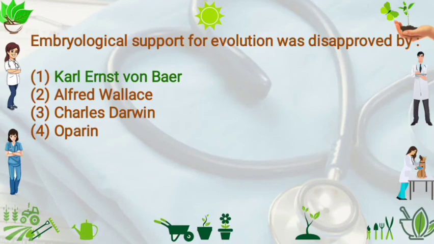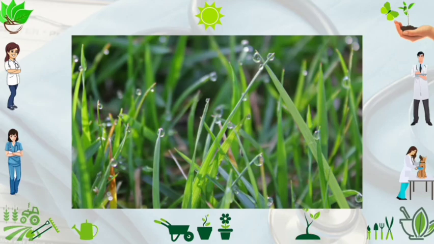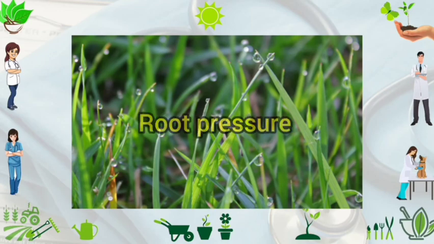Next question. The process responsible for facilitating loss of water in liquid form from the tip of grass blades at night and in early morning is: transpiration, root pressure, imbibition or plasmolysis. Loss of water in liquid form from the tip of grass blades at night and in early morning is called guttation, which occurs due to positive root pressure.